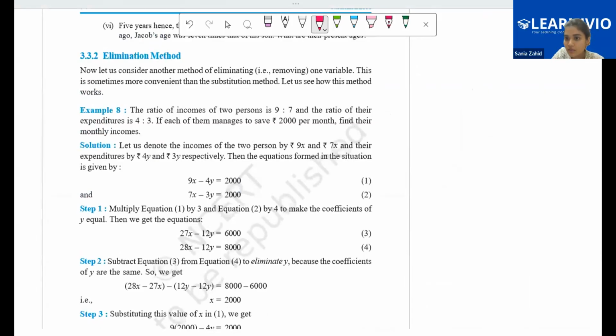Yes, Umair, what are you saying? The whole 3.2? What are you saying? Please repeat again. The whole 3.2?